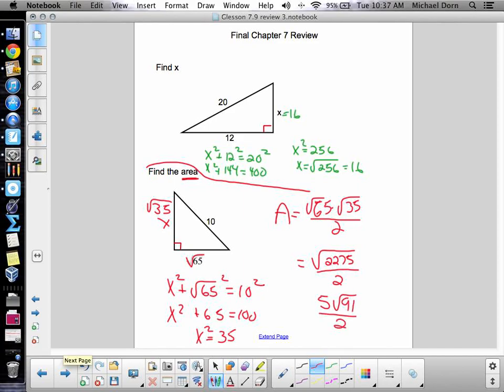Can break that down. But probably in a problem like that, I'd say decimalize it to the nearest tenth or something like that. So we just take square root of 2275, parentheses, divided by 2. About 23.8, with units squared. So again, just setting these things up, making sure we read the problem and get that done.